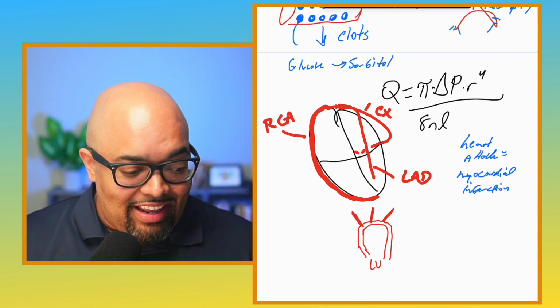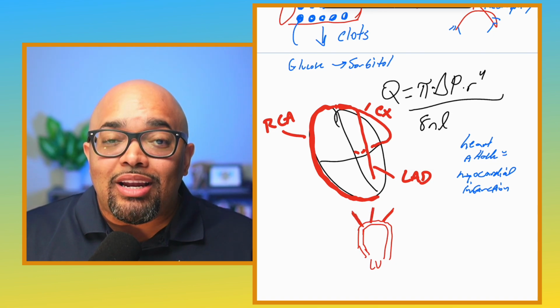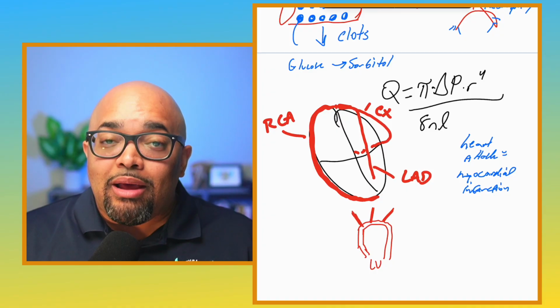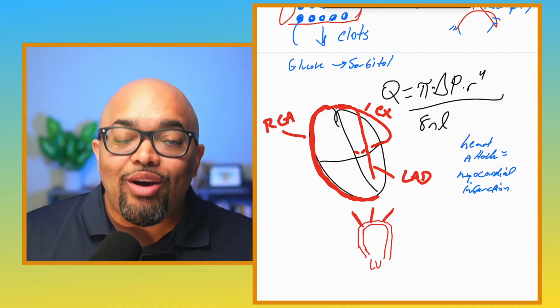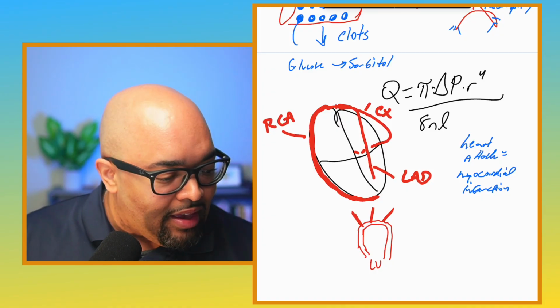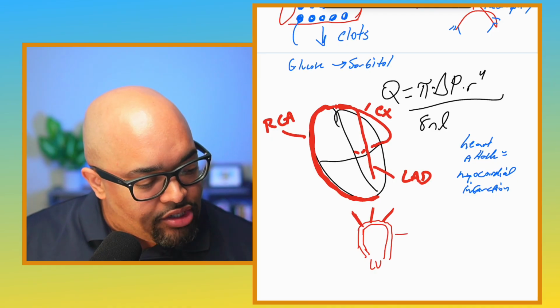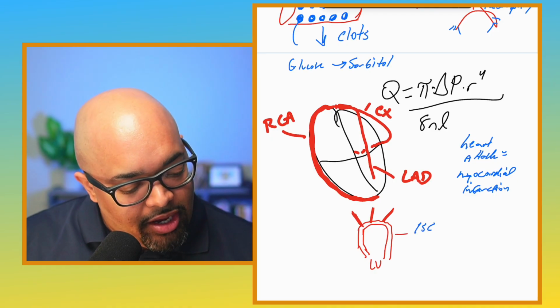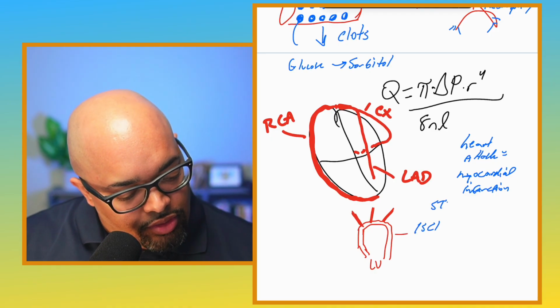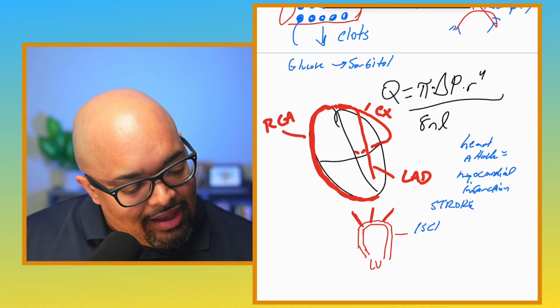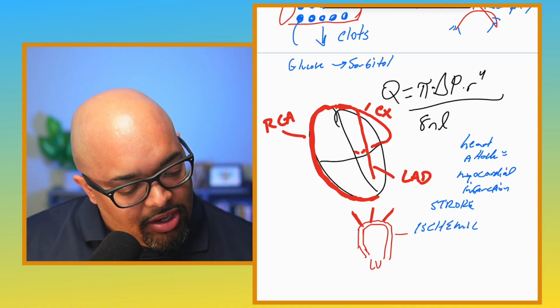Let's say if there's a clot and it travels up one of these arteries that supplies blood to the head, to the brain. If we have a blockage in an artery that's supplying blood to the brain, what's that called? That's called a stroke, right? That particular type of stroke is going to be an ischemic stroke. So it's going to cause a stroke. That particular one is called an ischemic stroke.